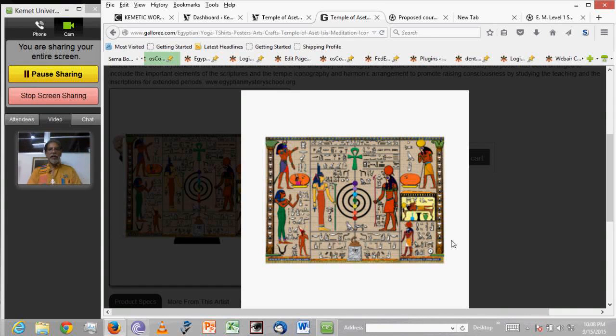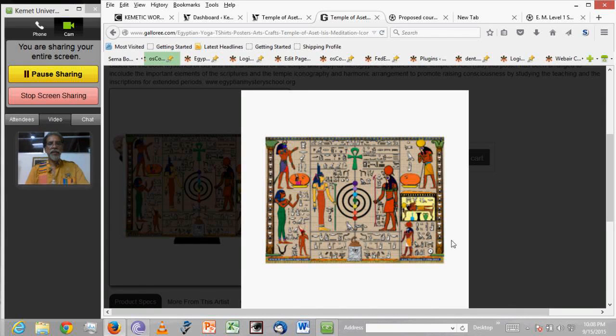Everything you see here correlates. There are holograms on this poster and on the mat, and there are correlative teachings from both sides, and they all relate to the point in the center that leads to enlightenment.